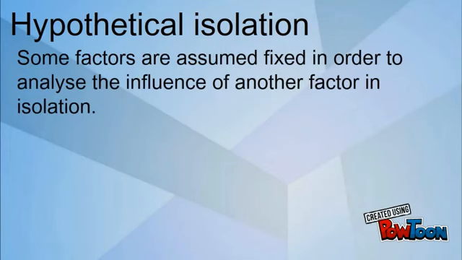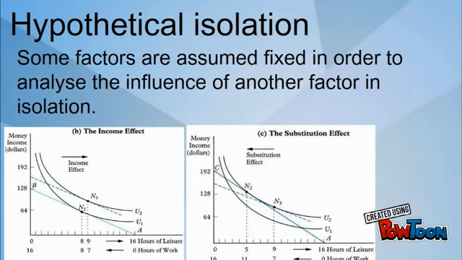Hypothetical isolation. Some factors are assumed fixed in order to analyze the influence of another factor in isolation. An example of hypothetical isolation is the income effect and substitution effect of a price change.